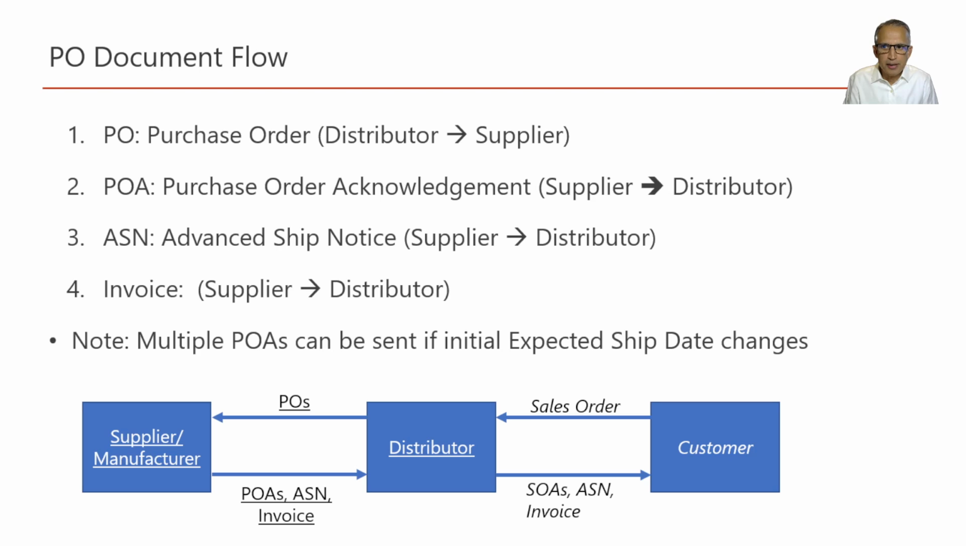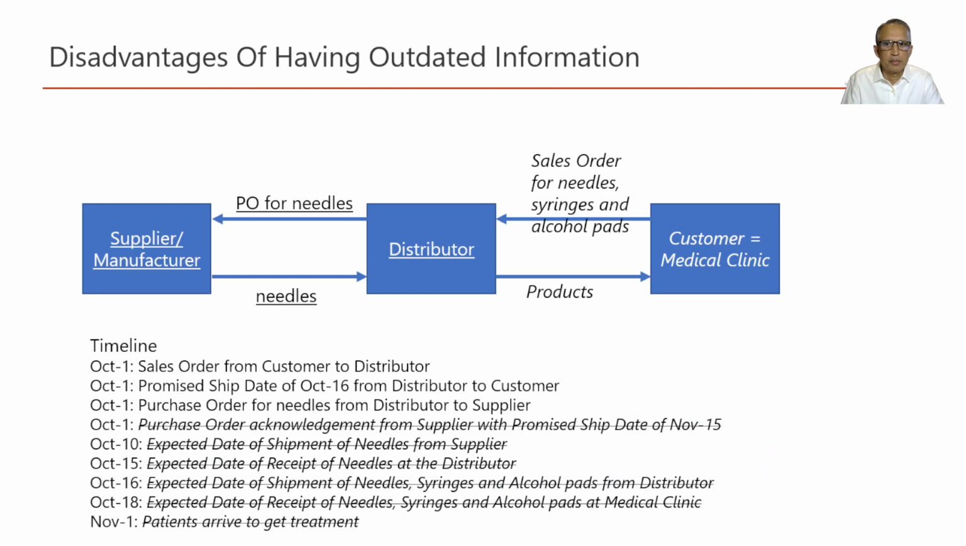Follow-ups are needed when this document flow does not happen, in my experience about 10% of the cases, or in hopefully rare situations where the expected ship date is much later than expected or needed. Now that we know the document flow, let us see how not having updated information can lead to less than ideal outcomes or even worse.